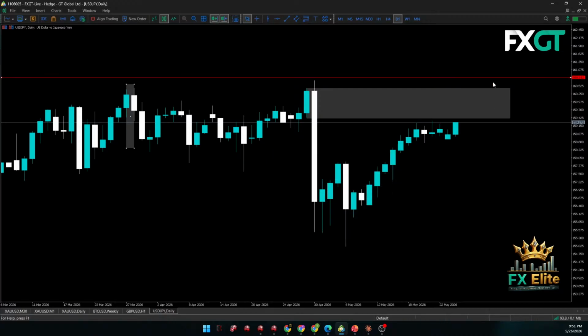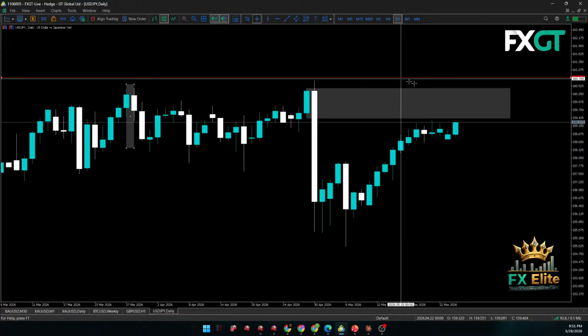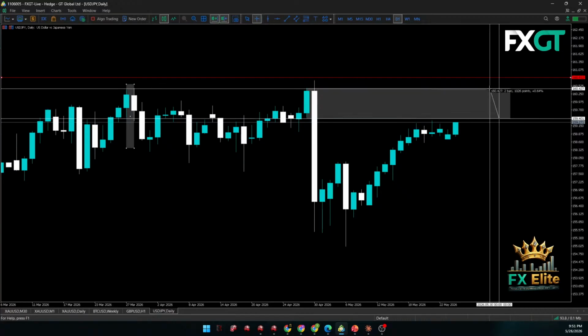Okay, so let's say for example, dito tayo magwe-wait for sell. When the price goes inside here, that's when we put our sell. And then our stop loss is over here. So how big this zone is, probably around 100 pips.